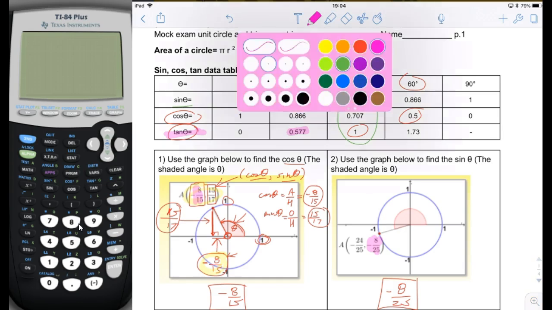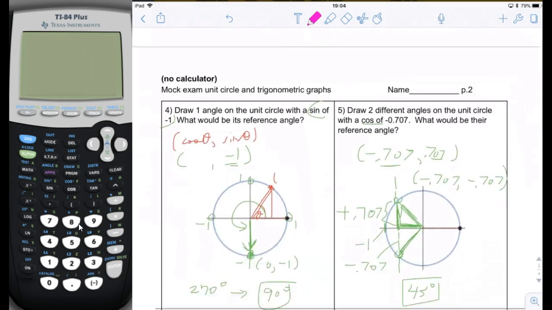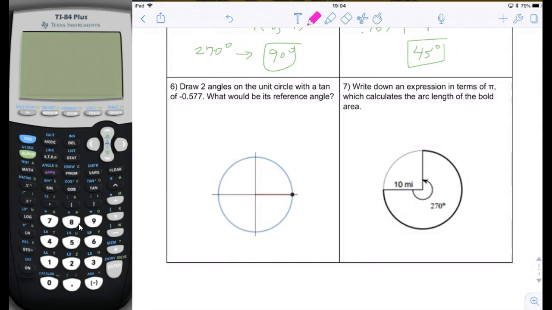So let's use pink for this, since we used pink to highlight the table. Basically what we're saying is the tangent of 30 degrees is 0.577. So we're going to draw this as a reference angle. We're going to draw all the triangles that have reference angles of 30 degrees.